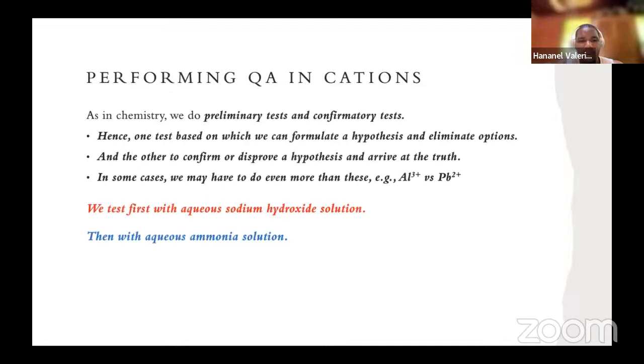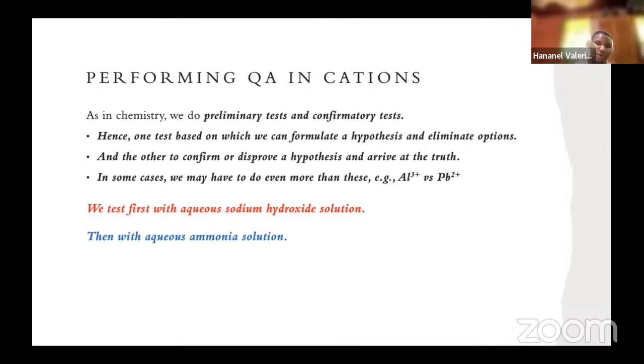So we're going to start with cations, right? So performing qualitative analysis in cations. As you expect in chemistry, it's a science, and science involves trial and error. And many times when we find something is true, we want to confirm that it's true. So we will do preliminary tests and we'll do confirmatory tests.